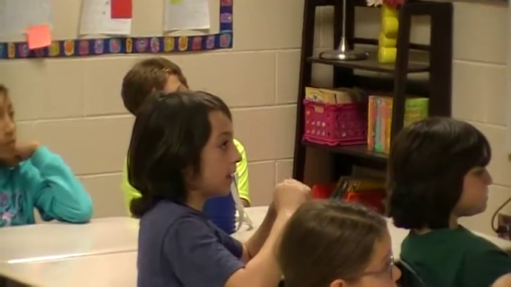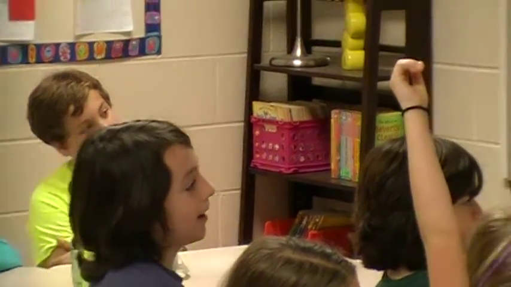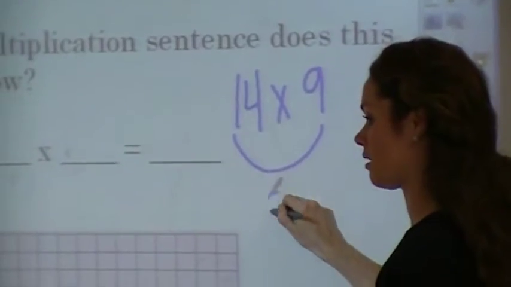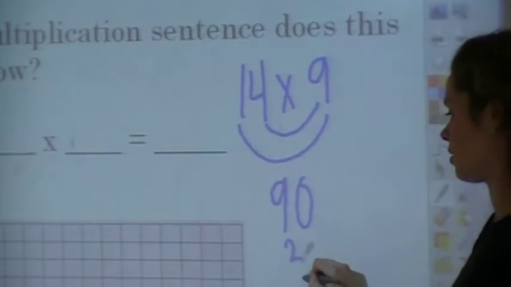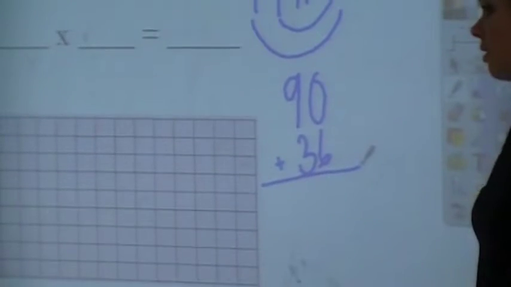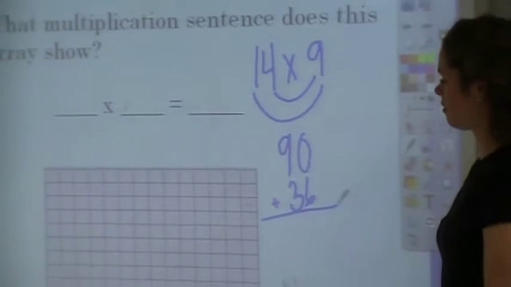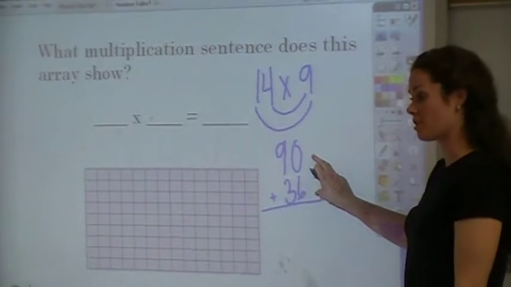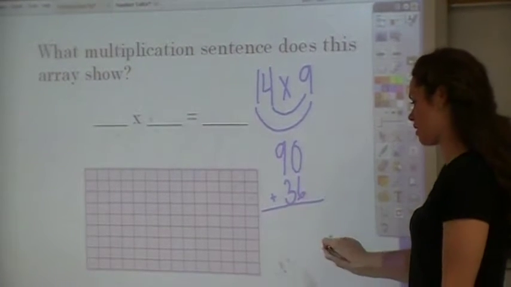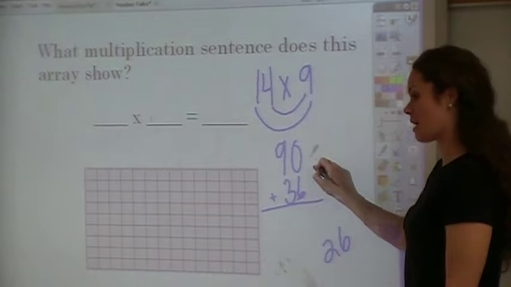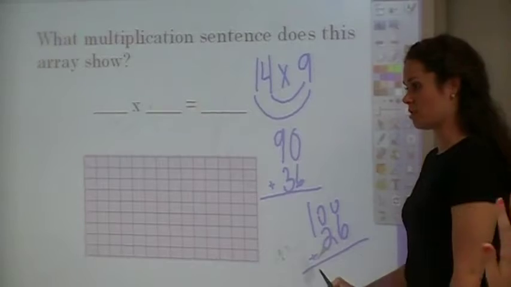I divided 14 into 10 and 4, and then I did 9 times 4 and 9 times 10. Okay, so you did 10 times 9 and got? 90. Okay, and then you did 4 times 9? 36. And then added it. And then I actually did it differently. I added 10 to 90, so I got 100 and then 7. Oh, you're talking about your addition strategy. So you took 10 away from the 36 and made it 26, and took the 10 and added it to the 90 and made it 100, and then 100 plus 26, you got 126. Very good.